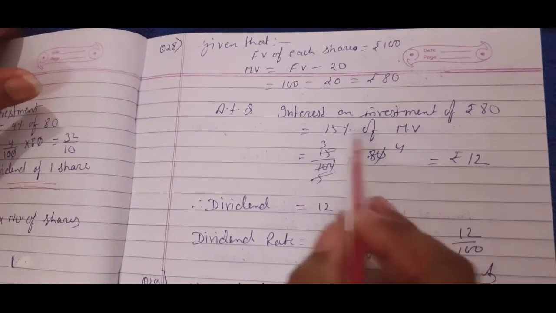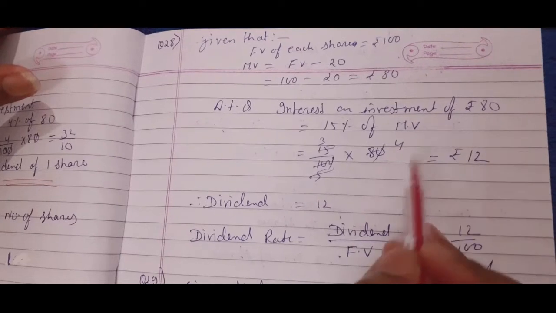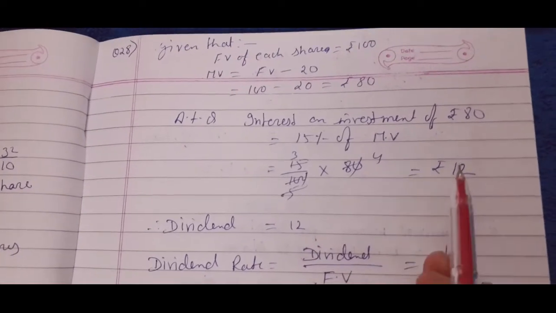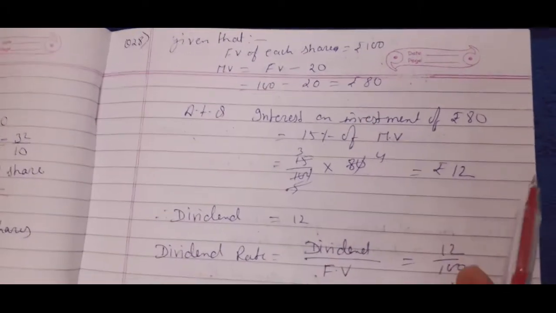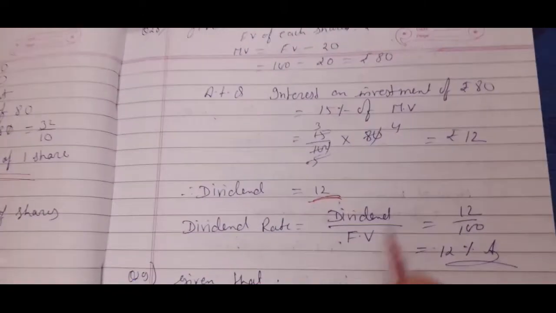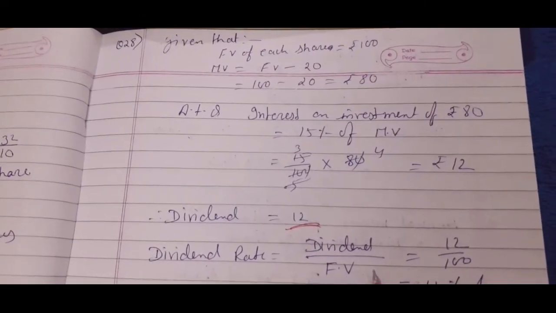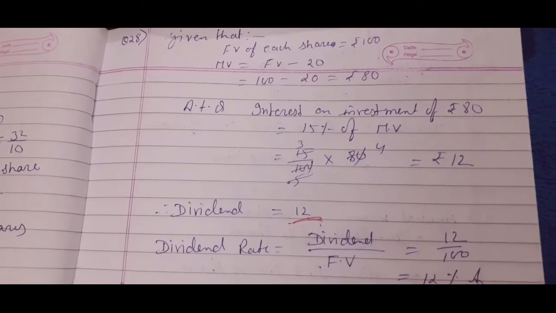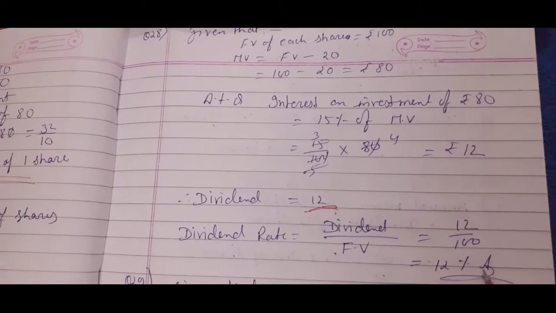So rate of return was 15%. It means rupees 12 will be the dividend. The person who invests money in this share will get 12 rupees as dividend on every share. Then what is the dividend rate? Dividend rate is equal to dividend upon face value, that is 12 upon 100, which is equal to 12%. So this is your answer.